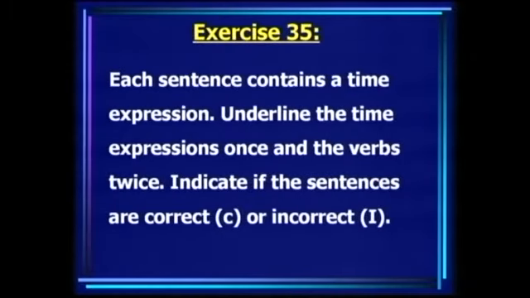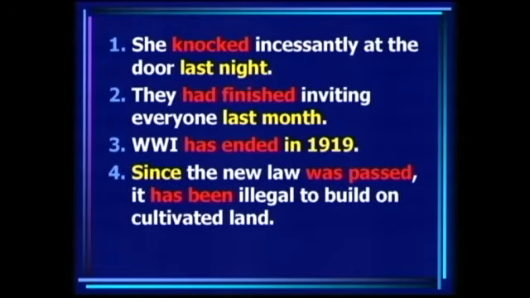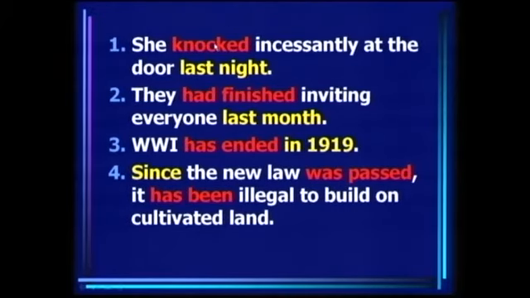طيب. Let's look at exercise 35. Each sentence contains a time expression. في time expression هيقول لي استعمل ايه؟ مش هيقول لي استعمل ايه يعني افكر في معناه قبل ما اقول ان مع ده بستعمل كذا ومع ده بستعمل كذا. طيب. She knocked incessantly at the door last night. عندي last night a certain point in the past يبقى لازم استعمل ايه؟ Knocked, which is past tense. This is a correct sentence.